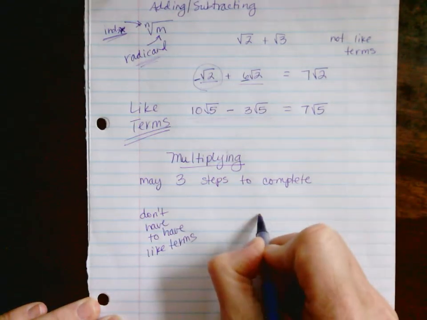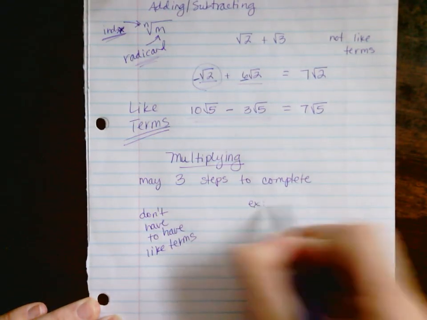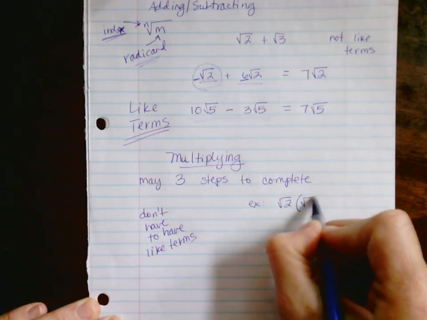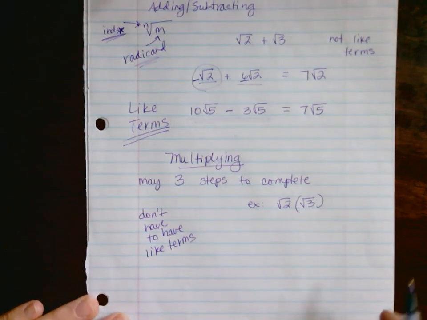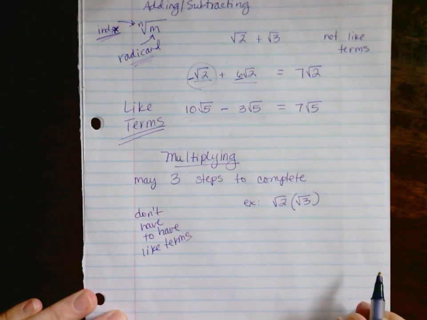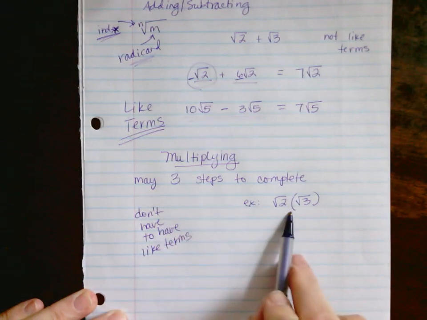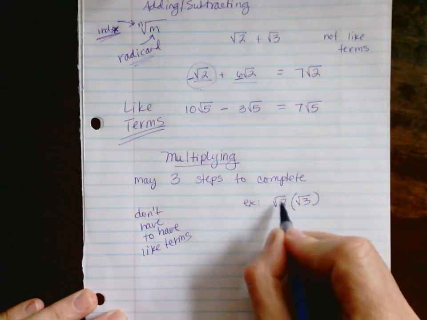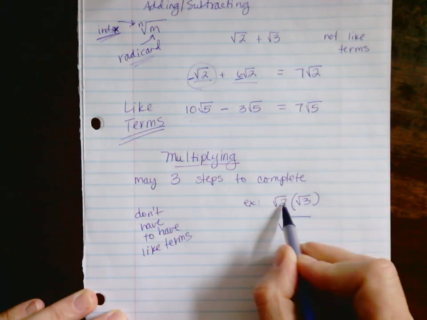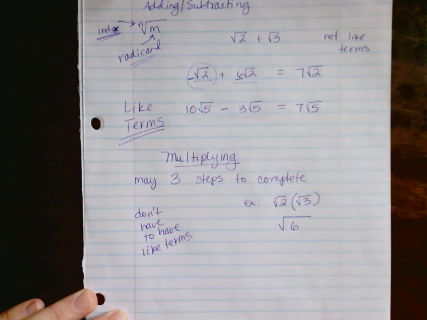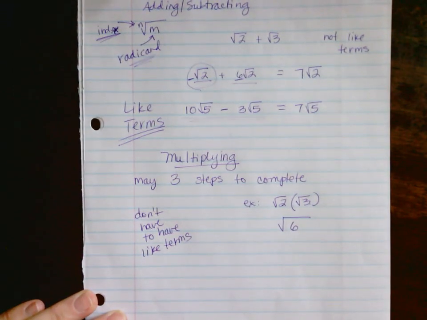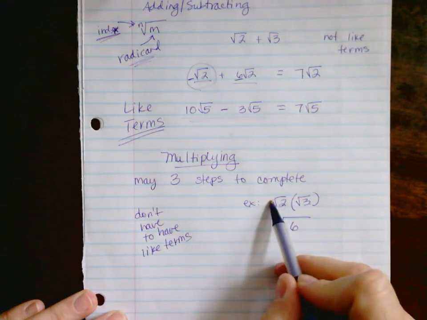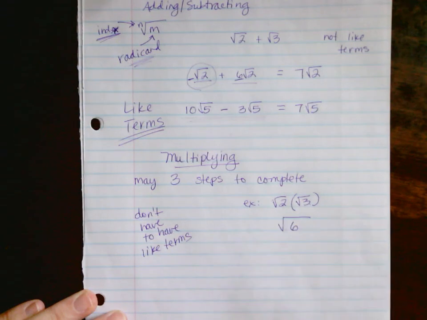So we could have example 1. We could have our radical 2 multiplied by radical 3, and we can go ahead and multiply those. Now, this example doesn't have 3 steps. This one would just take 1 step. We multiply the radicands and we're finished. Now, multiplying, you do need to have the same index, but you don't need to have the same radicand.